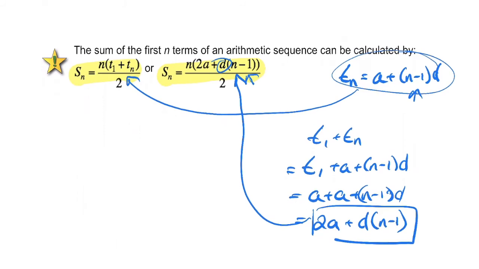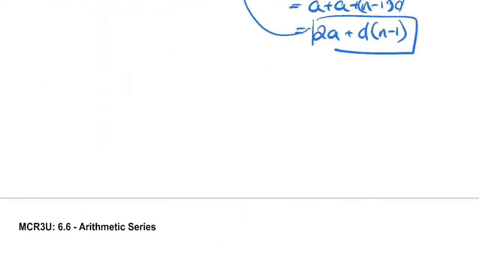Sometimes if we're not given the last term, but we know what the common difference is, we could use that second equation. But to me, because I don't like memorizing, this one makes more sense after I saw how it was derived. So this is the only one I need to memorize. It's a little bit more straightforward. I'm always going to calculate t of n first, plug that into the first equation to get my series. So let's go through.